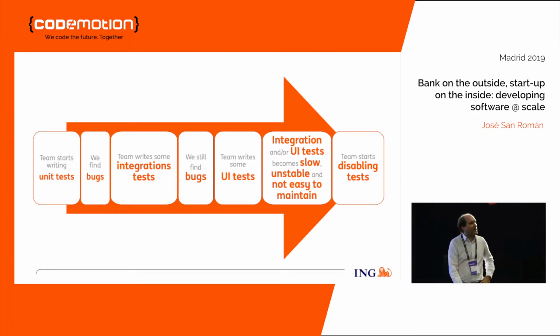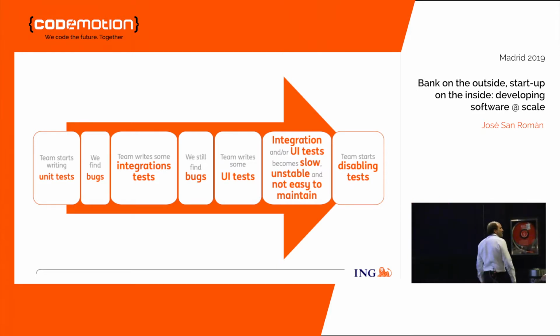What happened later on? Who disabled a test in the last 3 months? Raise your hands. Come on, guys. Shit happens. Why are we doing this? This is not helping us to manage the quality of the product.